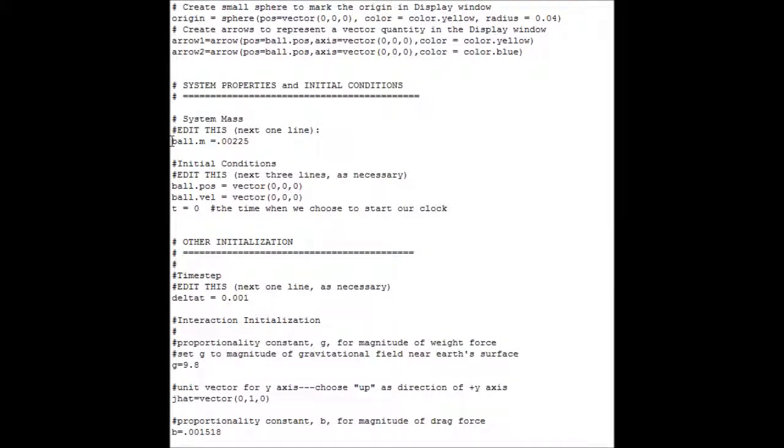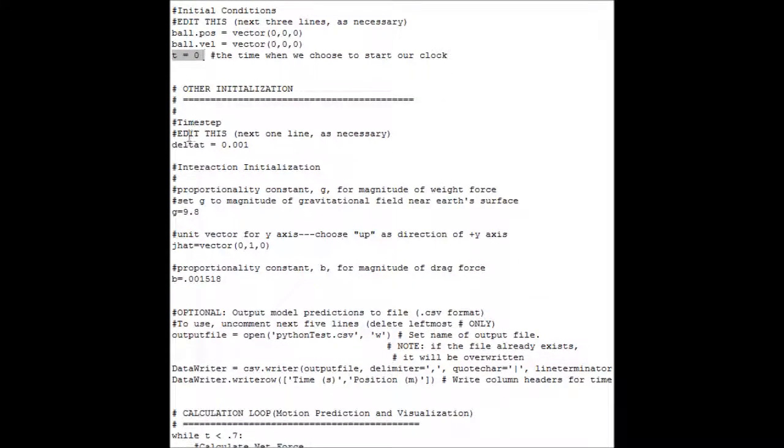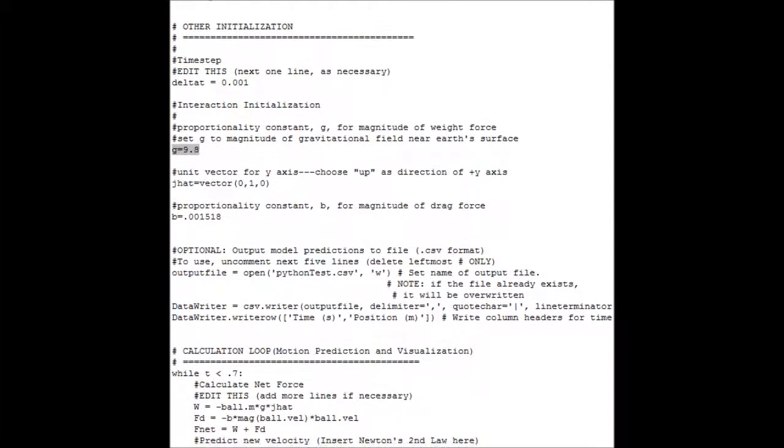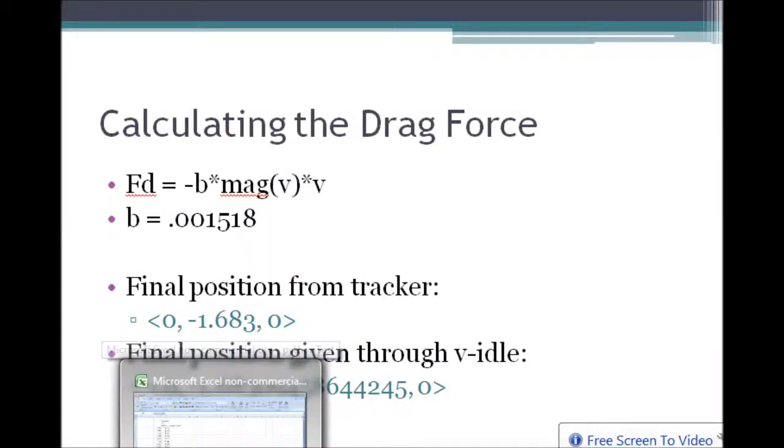Next, I used the data I collected and plugged it into VIDLE. I changed the mass to 0.00225, the initial position to 0, 0, 0 because the axis is started where the ball is dropped, and the initial ball velocity is also 0, 0, 0 because it starts at a resting position and the experiment begins at t equals 0. Next, I had to change delta t to be a very small value, so I used delta t equals 0.001. The Earth's magnitude of gravitational field is 9.8, and I left the j hat equal to the vector of 0, 1, 0. The value I got for my constant b was 0.001518.